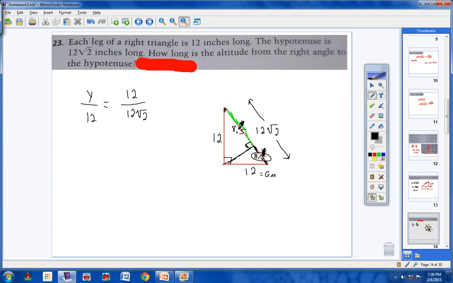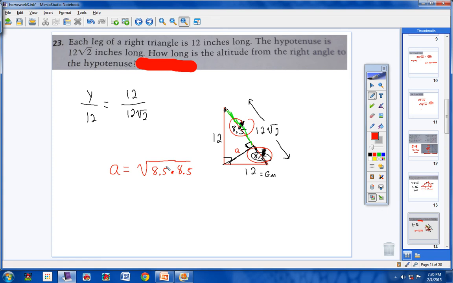So I can very easily now find the altitude. Remember, this altitude right here, we're going to call it A. Yes, this altitude A is the geometric mean of these two numbers right here. Okay, so A equals the square root of 8.5 times 8.5. Okay, 8.5 times 8.5.